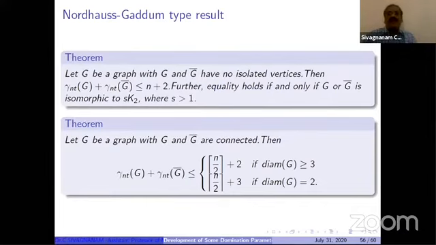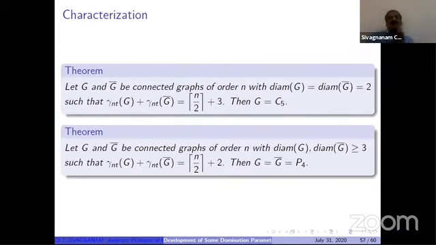What is the next case we have? We can characterize the second theorem. The first theorem is already characterized; the second theorem we are characterizing now. Let G and G bar be connected graphs of order n with the diameter of G and the diameter of G bar both equal to 2. So we are selecting different combinations. Both the diameter of G and the diameter of G bar are 2. Then gamma nt of G plus gamma nt of G bar equals upper integral n by 2 plus 3, as we know from the previous theorem. When this equality is satisfied, G is isomorphic to the cycle on 5 vertices.